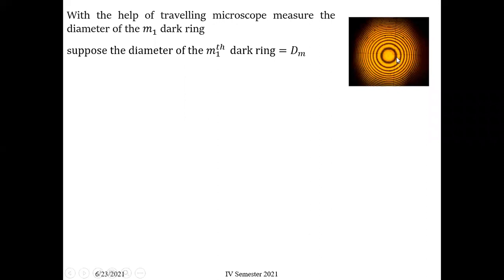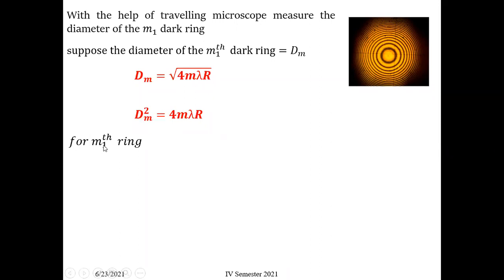Suppose the diameter of the mth dark ring is Dm. Dm is the diameter of the ring. We know the relation for the diameter of the dark ring, that is Dm equals square root of 4 m lambda R. You have discussed this in the previous section. Then Dm squared is equal to 4 m lambda R. This is general, where m is an integer that indicates the order of the ring.